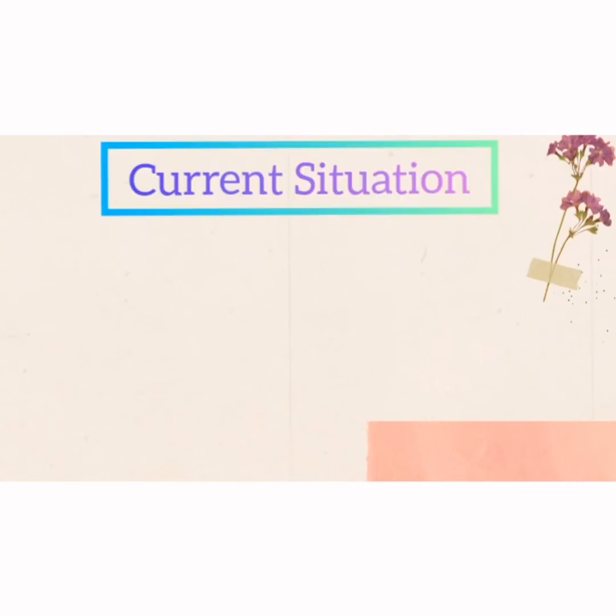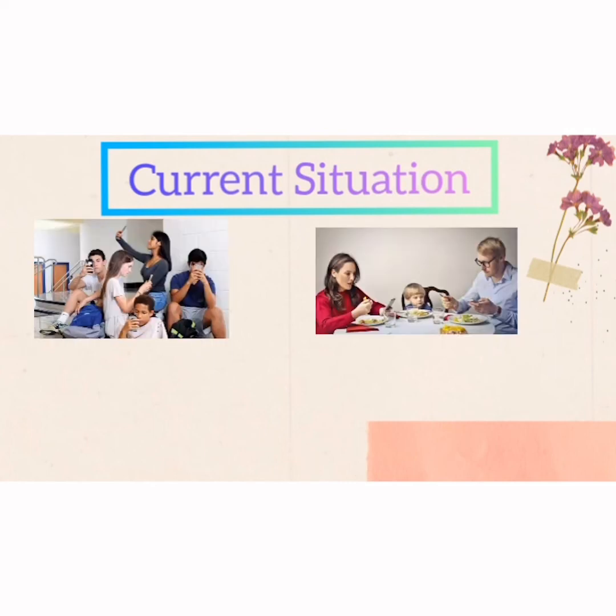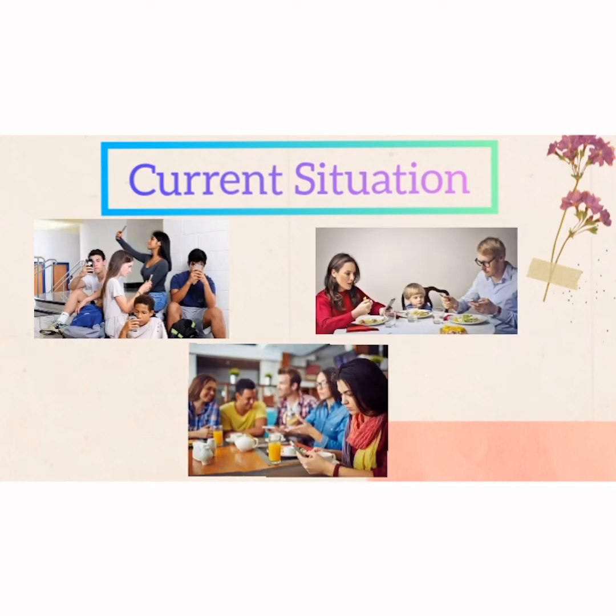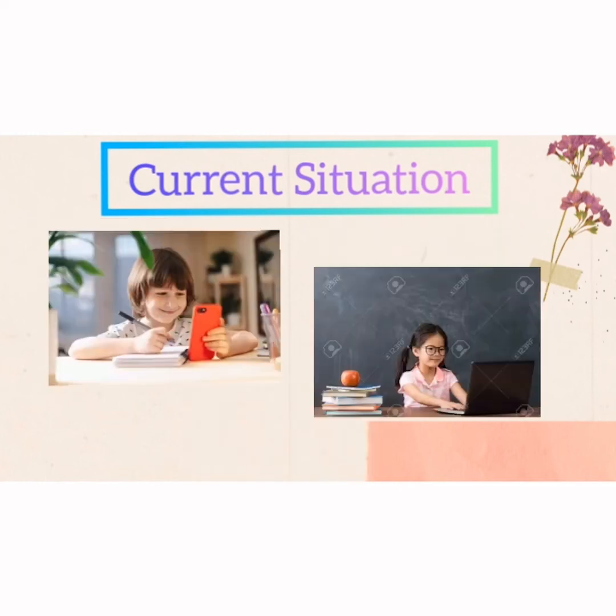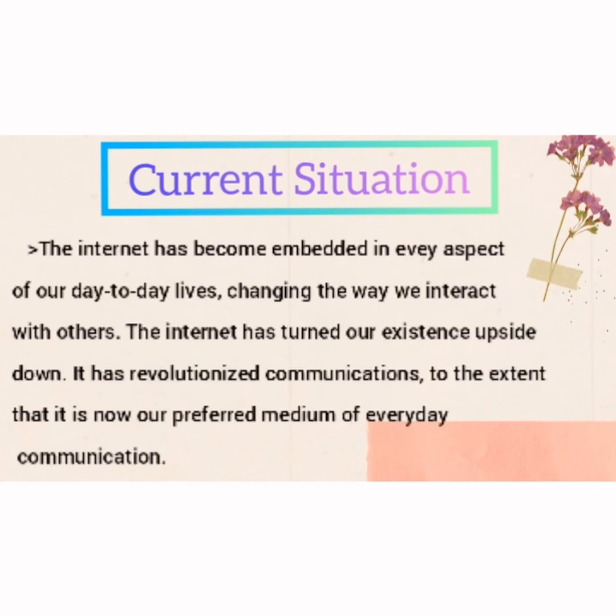And now let us know the current situation of the three features of online pop culture. People became addicted to their devices, as headlines posted. Just like kids used to pass each other notes in school, phones and computers became the secret language medium for passing information. The internet has become embedded in every aspect of our day-to-day lives, changing the way we interact with others. The internet has turned our existence upside down.